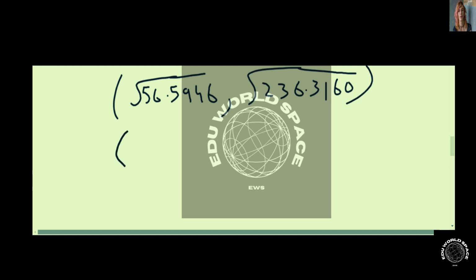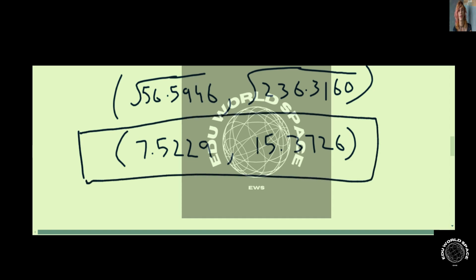Simplifying this, the lower boundary of our confidence interval for the standard deviation comes to 7.5229, and the upper boundary comes to 15.3726. This right here is our confidence interval for the standard deviation. I'm just going to mark it in green with the standard deviation symbol sigma.